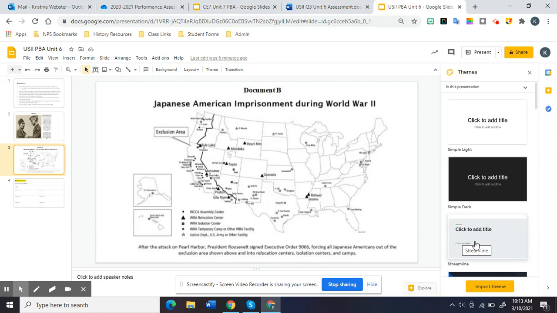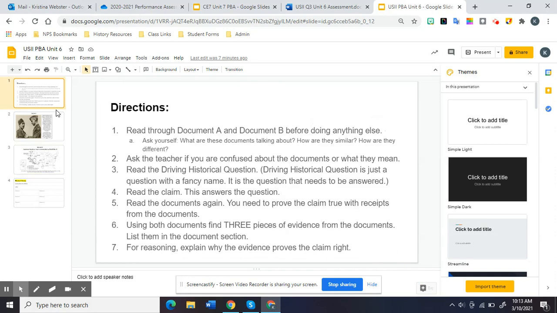Now, we refer to them as internment camps, but the Germans referred to their camps as concentration camps. So ask yourself, what are these 2 documents talking about? How are they different and how are they the same? So we read the documents. If you have questions, ask your teacher.